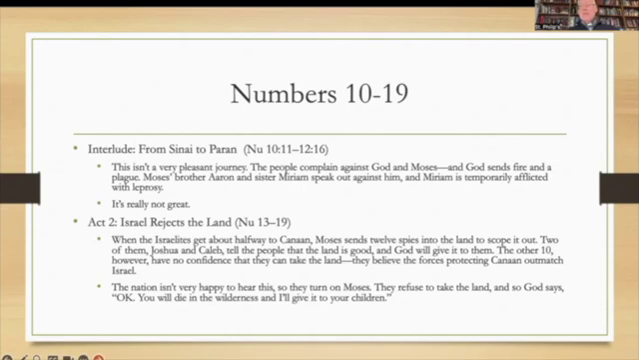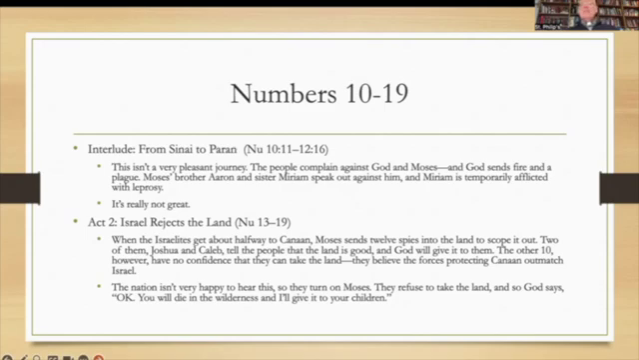And this does not go over well. The people are not happy to hear this news that they're going to get slaughtered if they go into the promised land. So they turn on Moses. They refuse to go in and take the land. And so God says to them, "All right, you get your wish. You will all die in the wilderness, and I will only give it to your children."